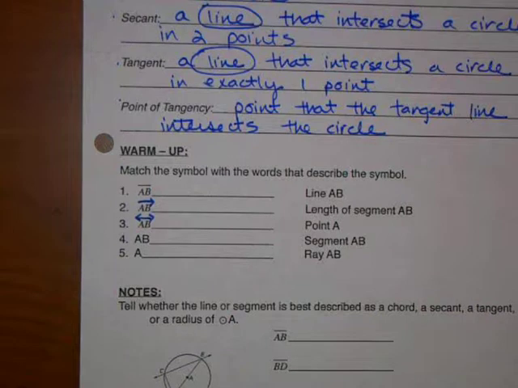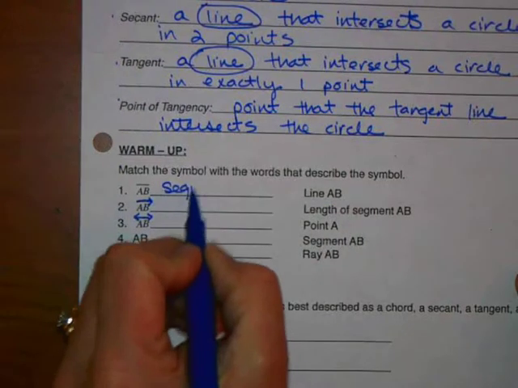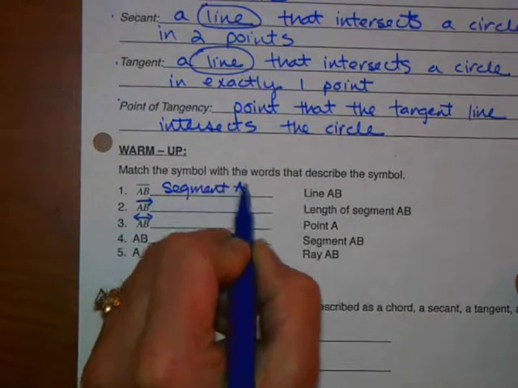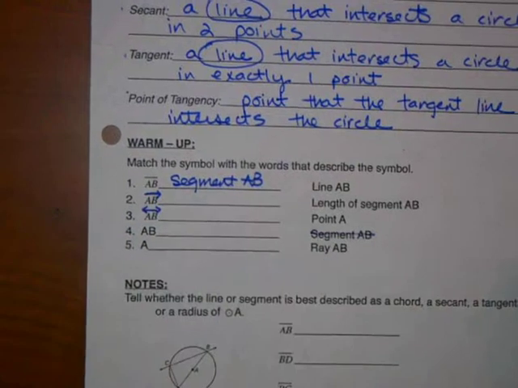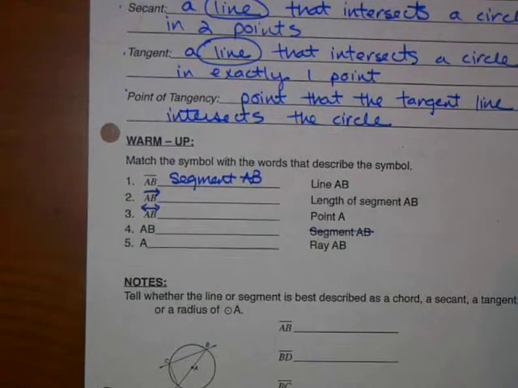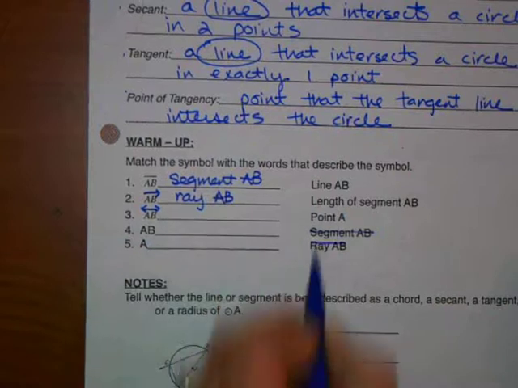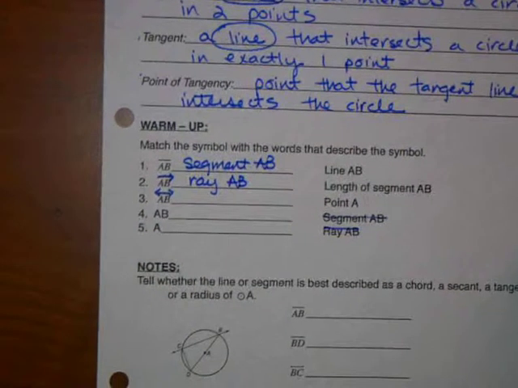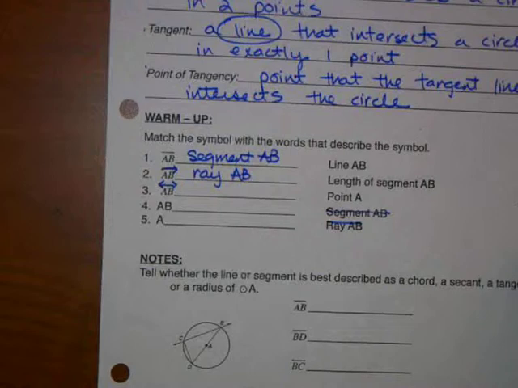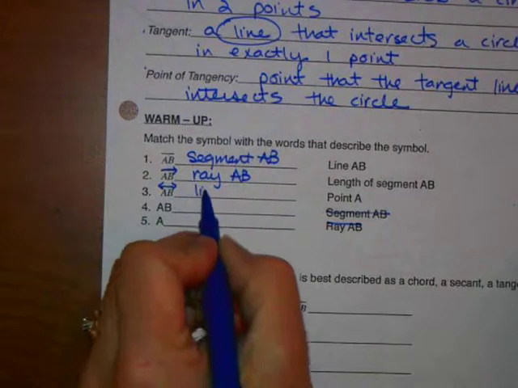Okay, so the first, AB, is a what? It's a segment. Yep, it's just part of a line. So that is segment AB. What's the second one? It's a ray. It starts someplace and goes forever in one direction. Ray AB. Then the next one signifies a what? A line, because it goes forever in both directions.